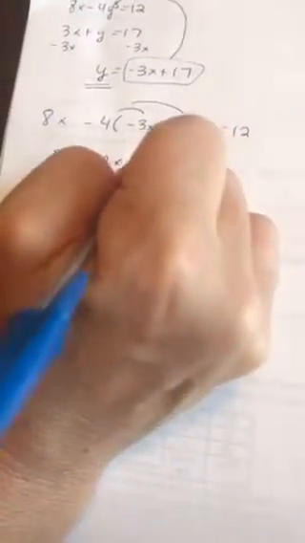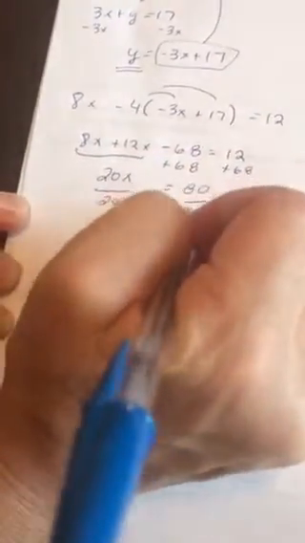So 8x plus 12x is 20x. Add 68 to both sides, and you get 80. Divide by 20 on both sides, and you're going to get x equals 4. Okay, what do we do with this x equals 4? You're going to put it into the original equation, and you're going to find out what your y is.